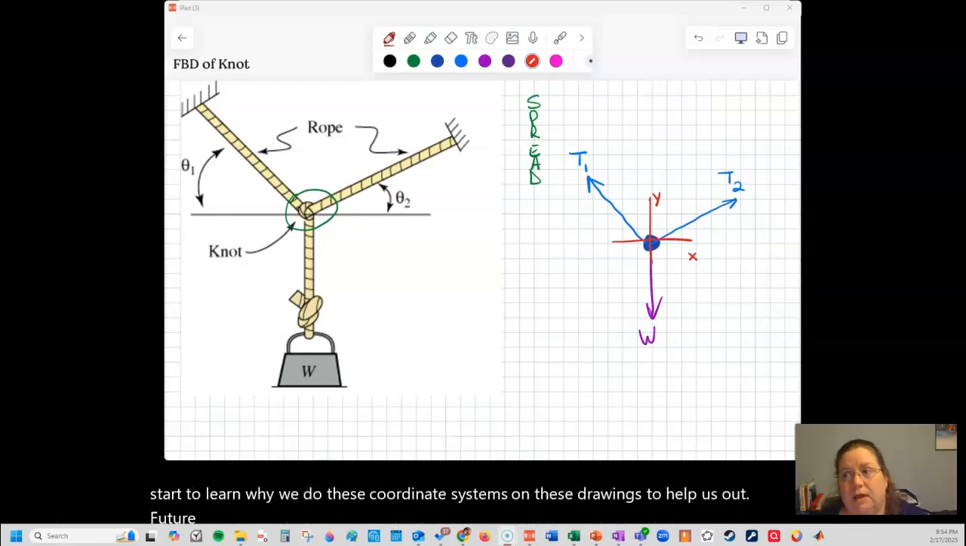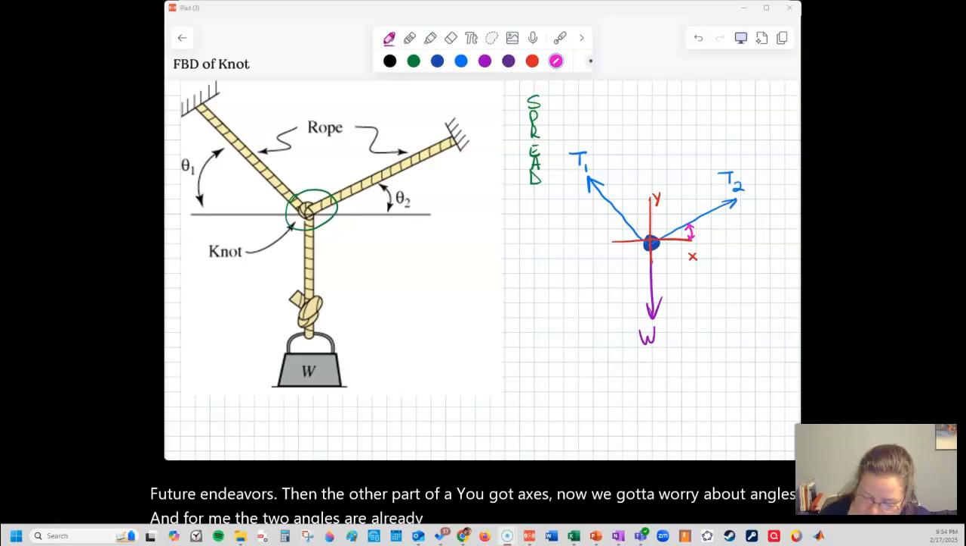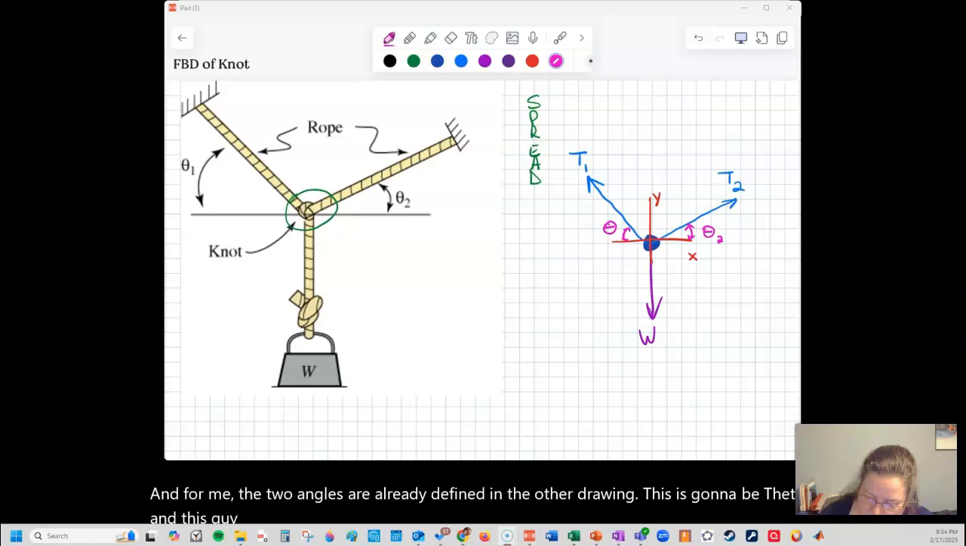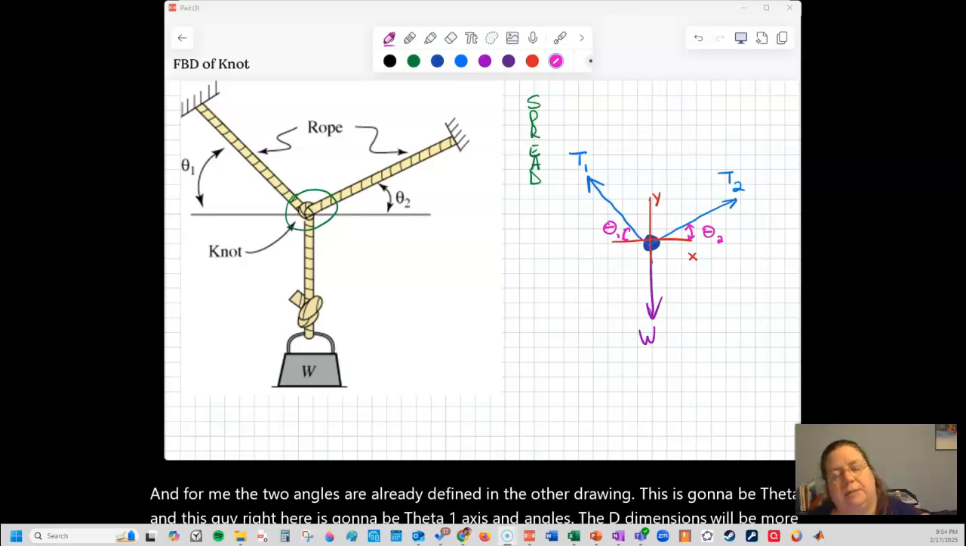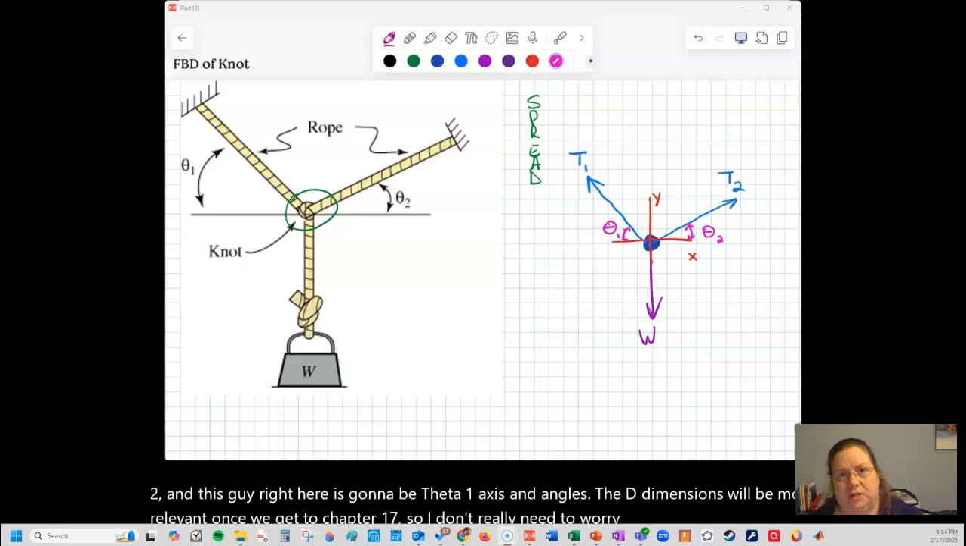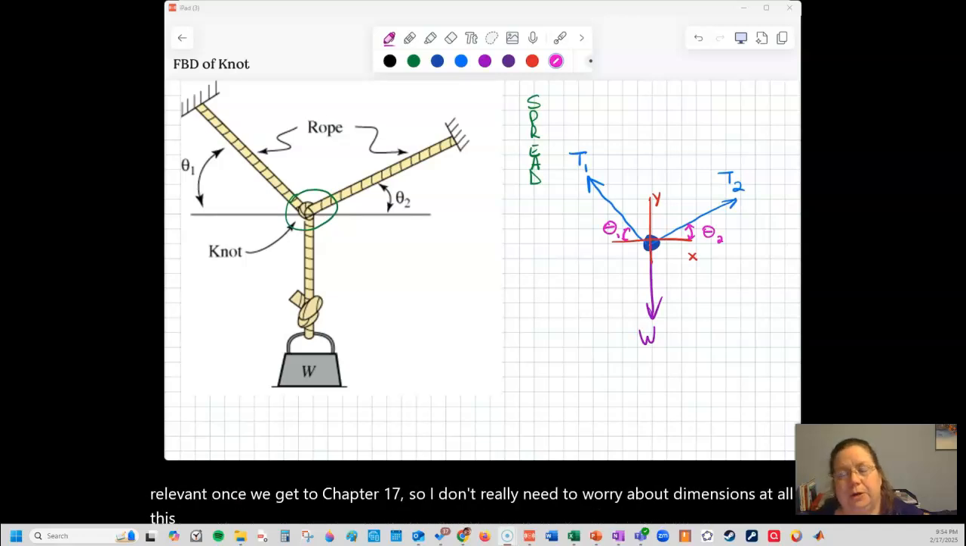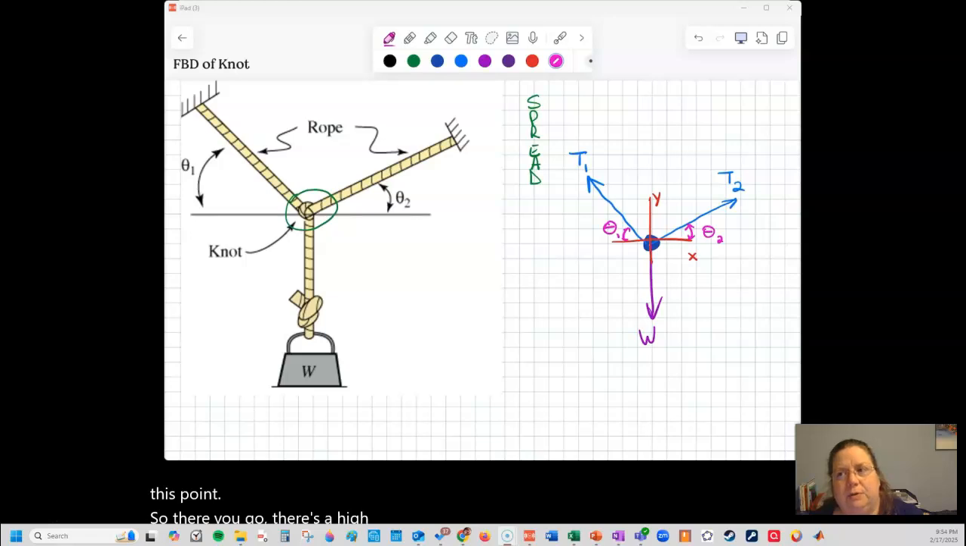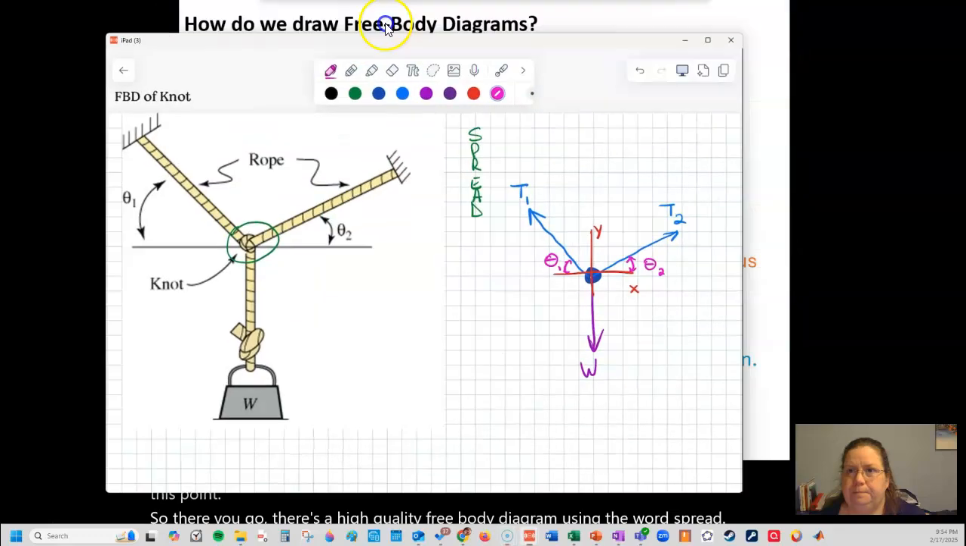Then the other part of A, you've got axes. Now we have to worry about angles. And for me, the two angles are already defined in the other drawing. This is going to be theta 2, and this guy right here is going to be theta 1. Axes and angles. The D, dimensions, will be more relevant once we get to chapter 17, so I don't really need to worry about dimensions at all at this point. So there you go. There's a high-quality free body diagram using the word spread.